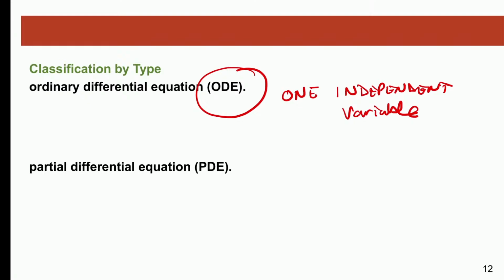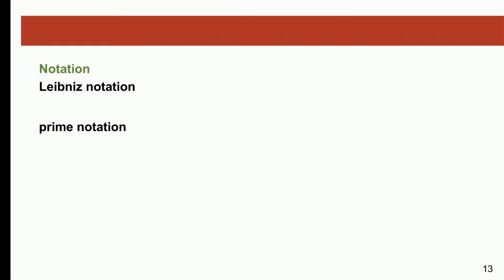We aren't going to do partial differential equations. Partial differential equations have more than one independent variable. We're not going to do that in this class, because it gets really complicated. That's something else, another class. Okay, next thing, just a quick note on notation, Leibniz notation.